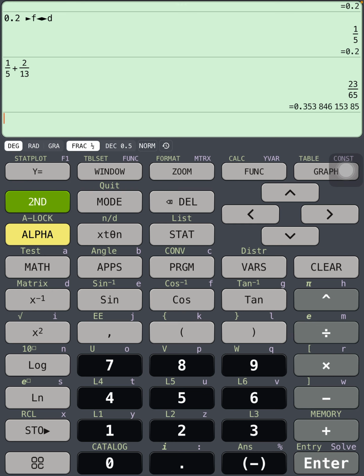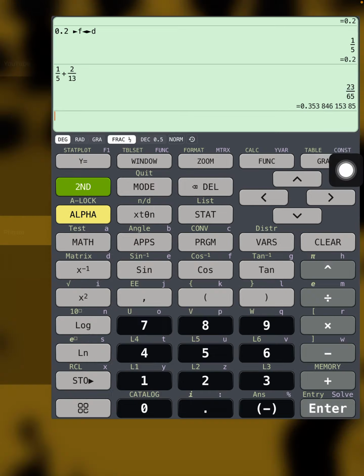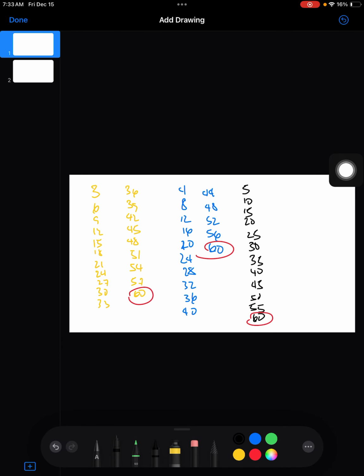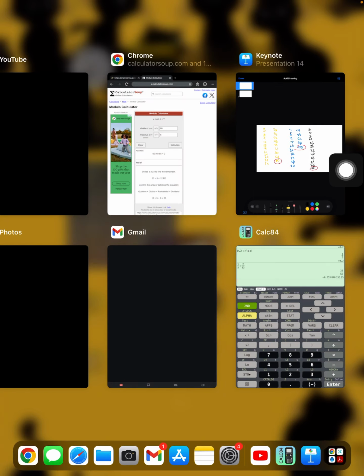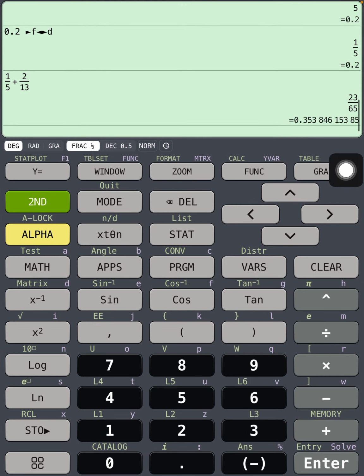Or if we're not ready to draw the tables of multiples of numbers like I have in this first screen here, the calculator helps to save time and increases our chance of getting the right answer.